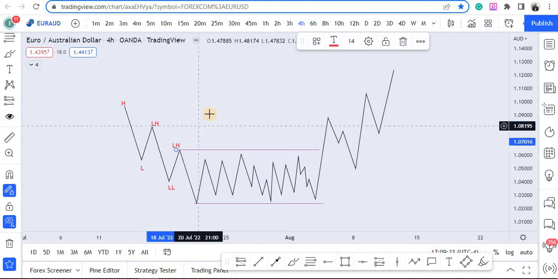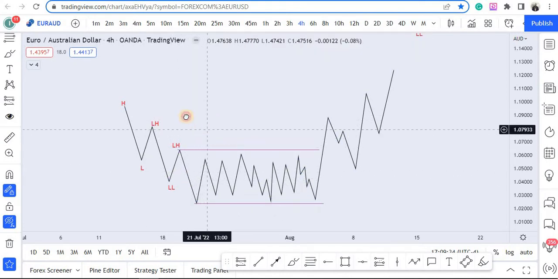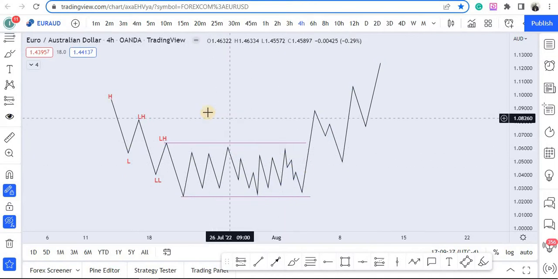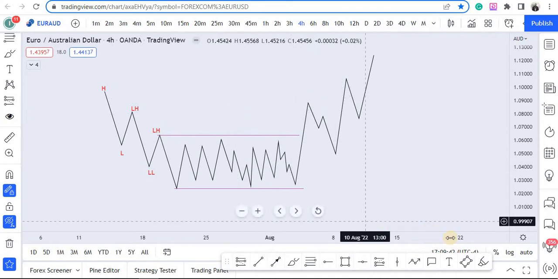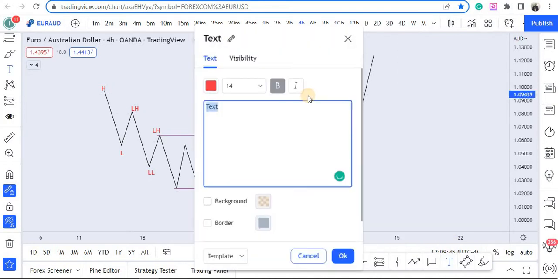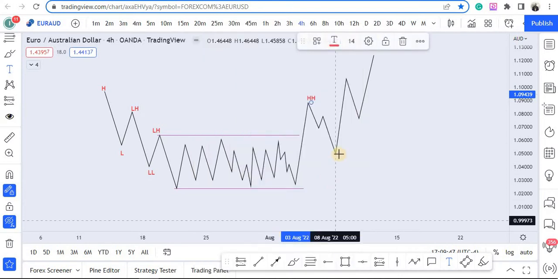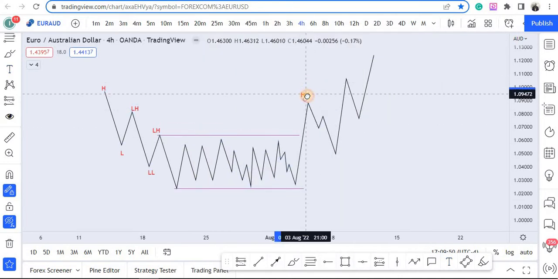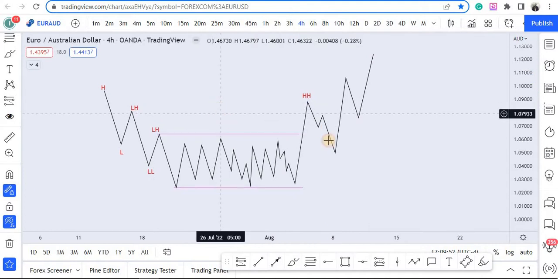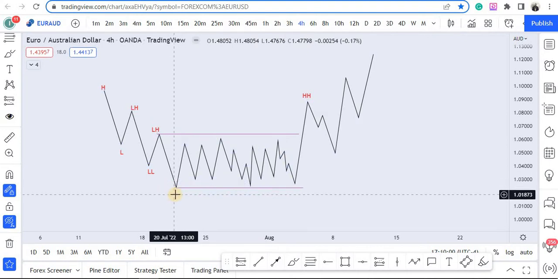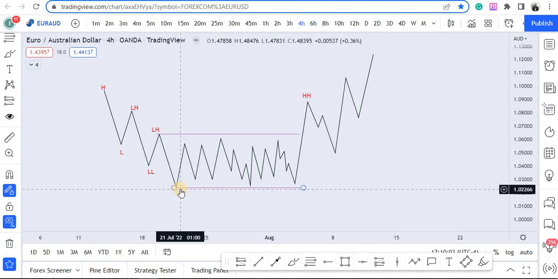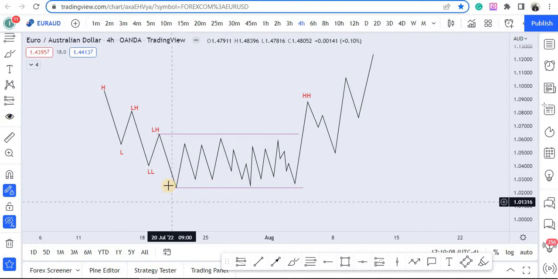This is a lower high because it led to the break of this low. Now we are in a range. We're in a range until we have the break of this high, and now we have a higher high, because this high is higher than this high. Then we can look for the lowest low here and call it what? This is actually a lower low.